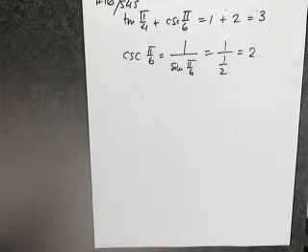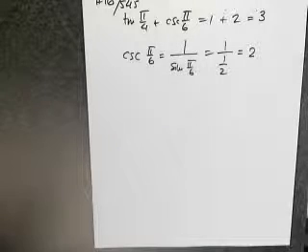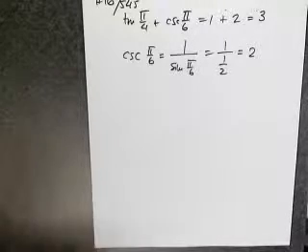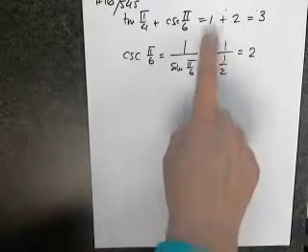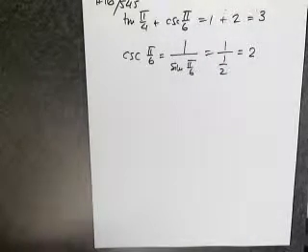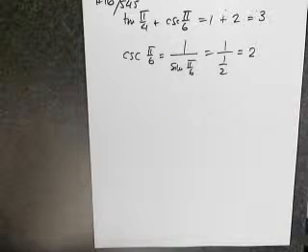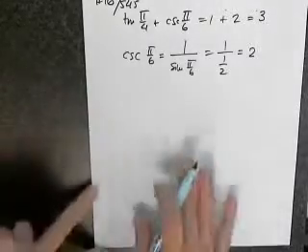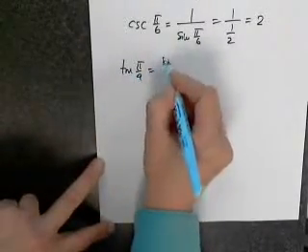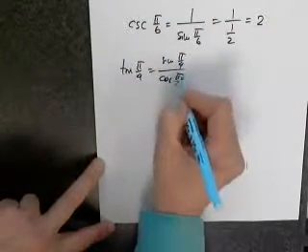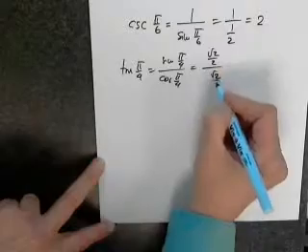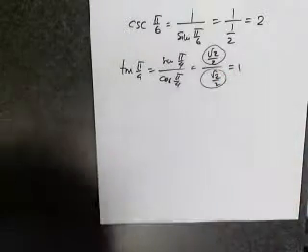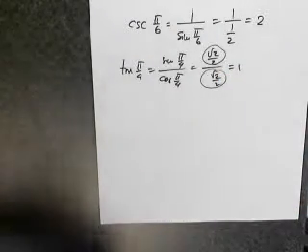Yes? I'm sorry. So the tangent I know is sine over cosine, but how did you get 1? Because this is the only angle whose sine and cosine are equal. And when I divide the same number over the same number, I always get 1. So tangent pi over 4 is sine pi over 4 over cosine pi over 4, which is the square root of 2 over 2 over the square root of 2 over 2, which is 1. It's the only angle for which sine and cosine are equal. Okay?